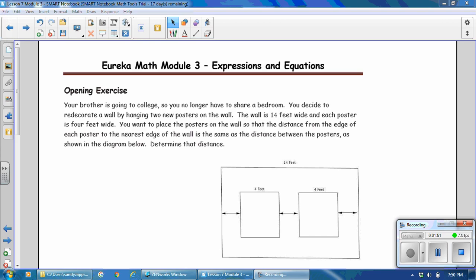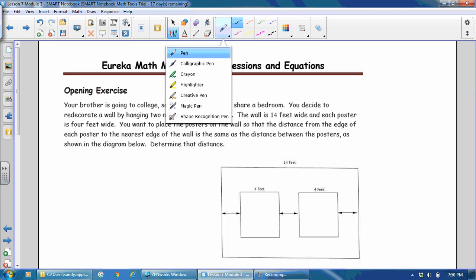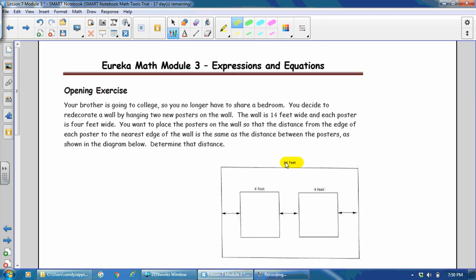In this problem, we're going to start with the 14 feet. And we know that each picture is 4 feet wide. And so we can subtract the pictures to see how much space is left over. So we start out with the 14 feet, and we take away 4 feet for each picture. And that leaves us with 6 remaining feet to split up between the 3 spaces between the pictures. Then we take that 6 feet and we split it 3 ways, and that leaves us with 2 feet.